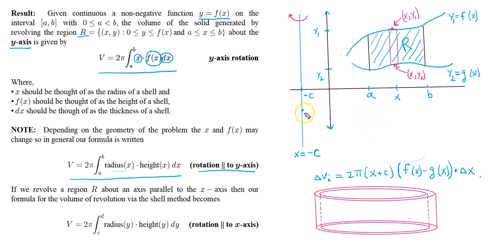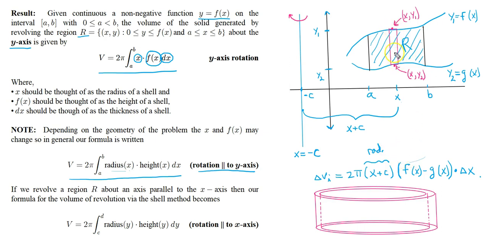the radius of the shell is going to be this distance, and that distance is x plus this distance, which is c, right? If c is negative 3, for example, this distance would be 3 plus the distance from here to here, which is x. So this distance is going to be x plus c, and so that's the radius of the shell. So right here we have the radius of the shell.